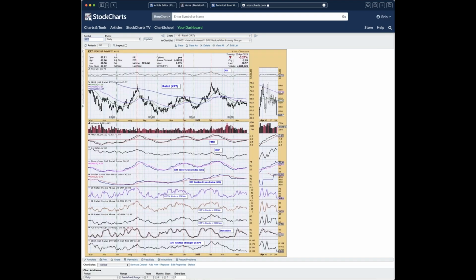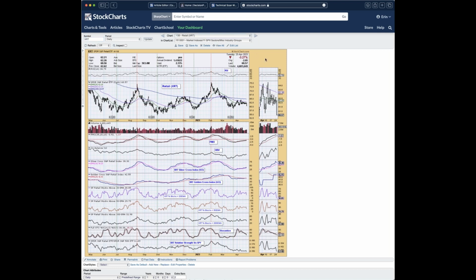XRT, the retail looking pretty good here. Well, not today for sure, but we saw that the participation, while it was pretty thin, was staying pretty even. Now we're seeing that it's dropping off, and that's going to be a problem.